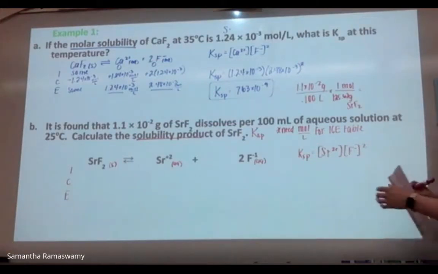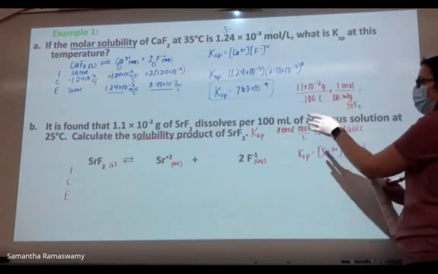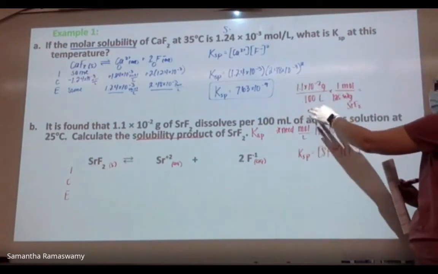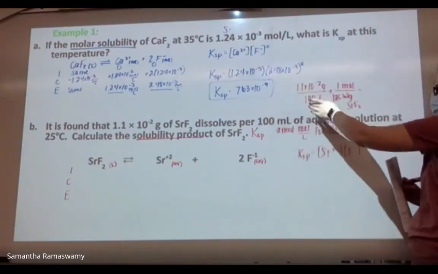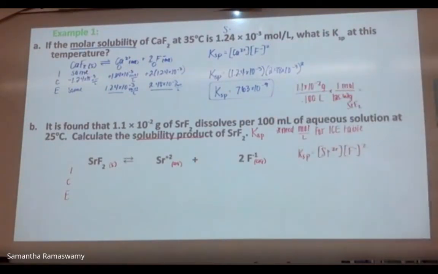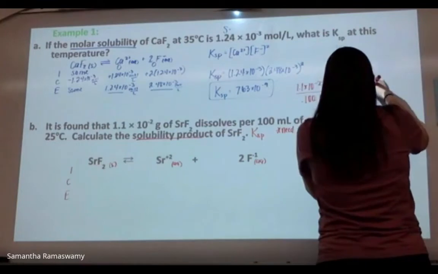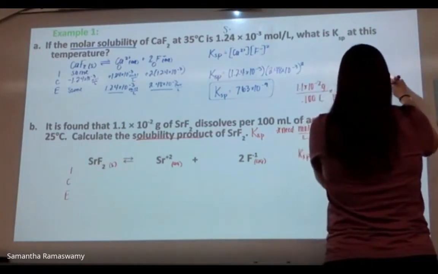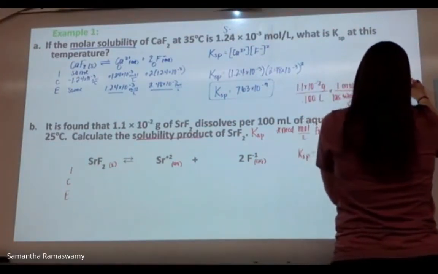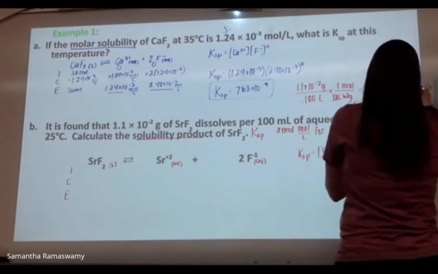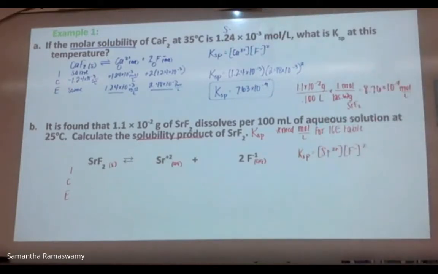So what I'm doing right now is I'm converting the solubility in grams per, technically milliliters, but grams per liter, to moles per liter. That's what we need to go into the ice table. I'm going to keep it to 3 sig figs for now. 8.76 times 10 to the negative 4th moles per liter. Now, instead of moles per liter, could you just say molar? Yes, it means the same thing.